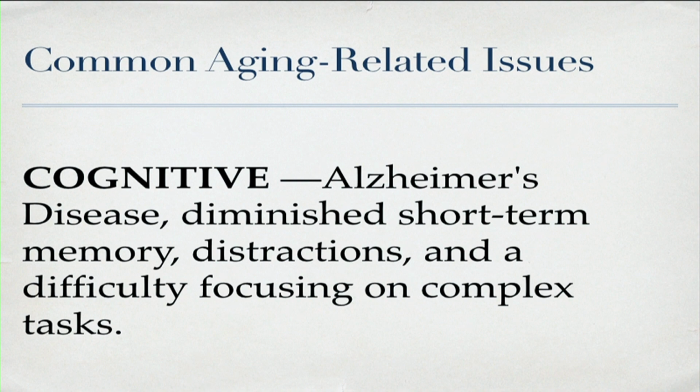Cognitive issues definitely jump up as we get older. Alzheimer's disease, diminished short-term memory, distractions are very much of a challenge. It's harder for us to multitask, way harder. And focusing on complex tasks gets to be more difficult as you get older. This is just a fact of life.